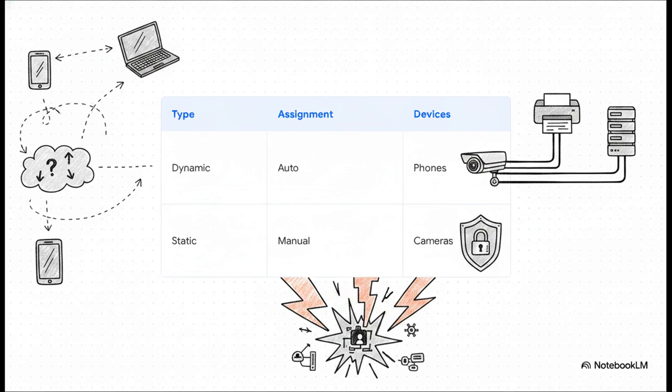Think about it. If a printer's address changes automatically, every single computer in the office instantly loses the ability to print to it. It's a beautifully organized system, right? Dynamic numbers for transient devices and static, permanent numbers for the VIPs. But what happens when this orderly system gets crashed by an intruder?